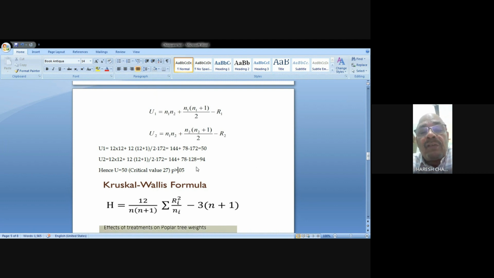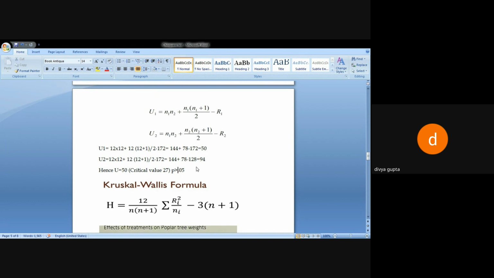Scientifically, you cannot say this because the research community will not accept it. The probability is greater than 0.05. That will be insignificant, and the hypothesis is not accepted. P is greater than 0.05 means insignificant.